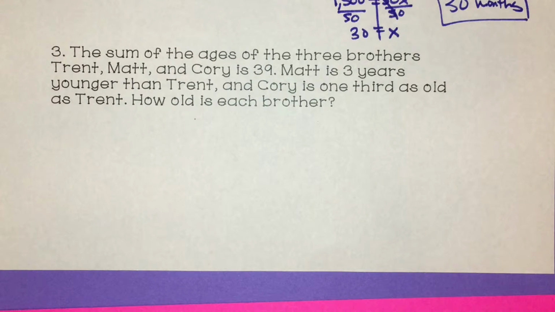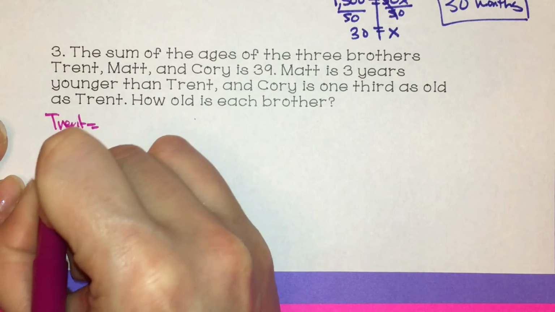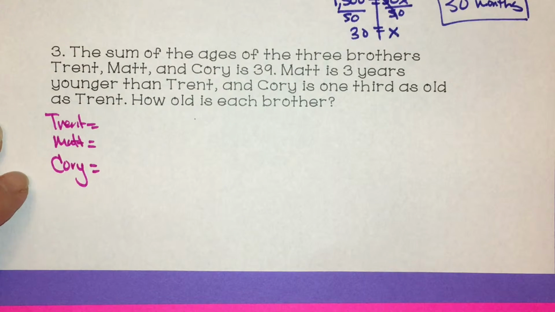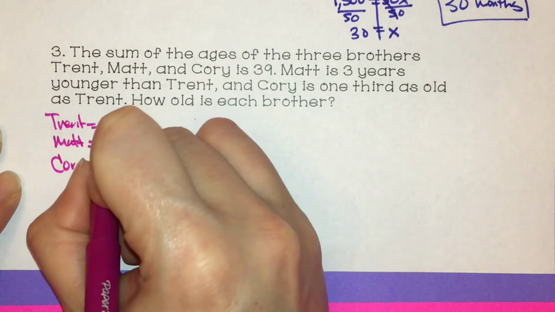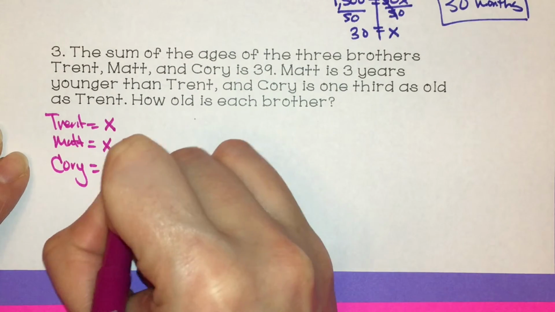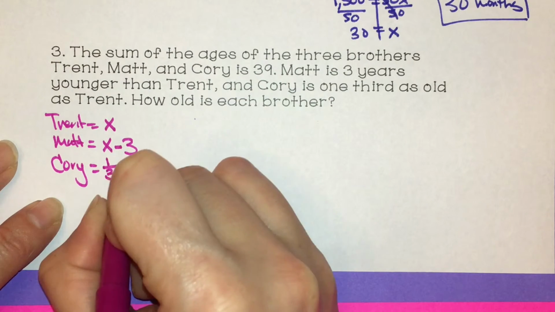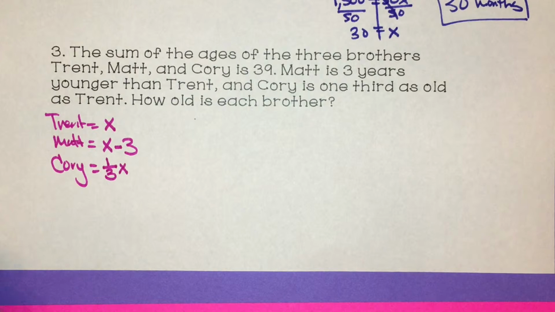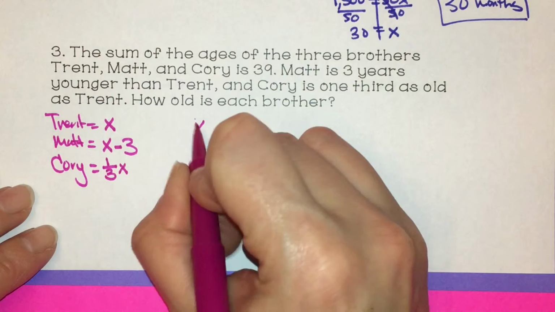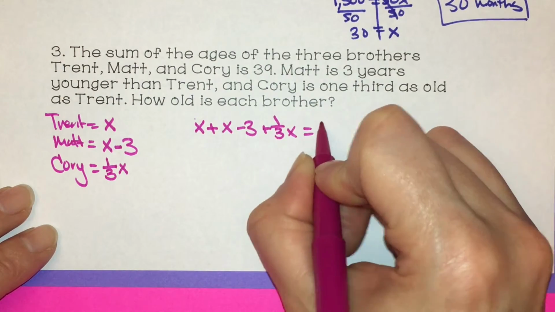All right, some of the ages of 3 brothers. We have Trent, we have Matt, and Corey. All right, Matt is 3 years younger than Trent, so I'm going to say Trent is x. Since Matt is 3 years younger, that would be x minus 3. Corey is 1/3 as old as Trent, so I'm going to say his age is 1/3 times x. All right, so the sum of the ages is 39. So x plus x minus 3 plus 1/3 x is equal to 39.